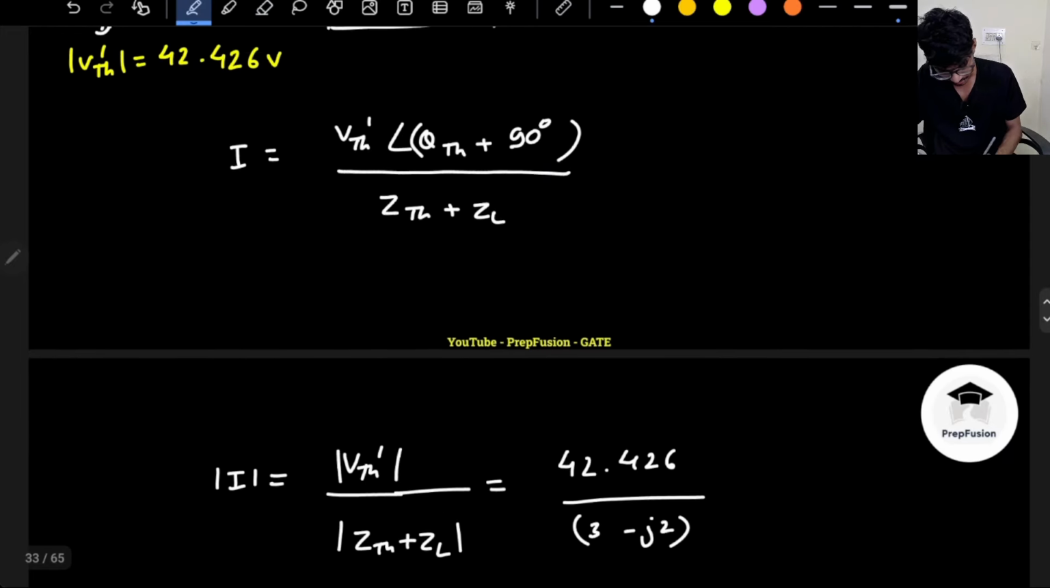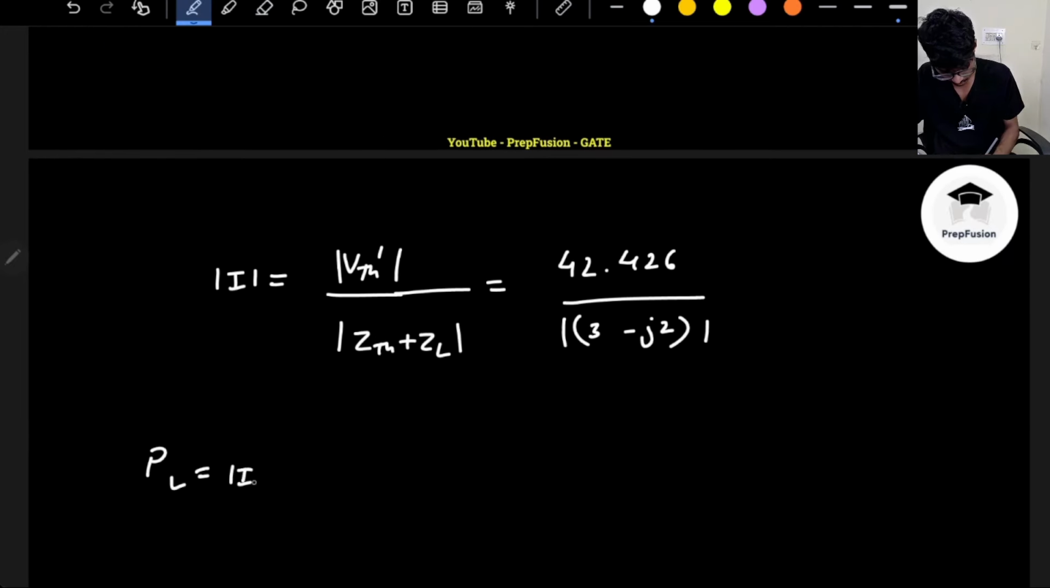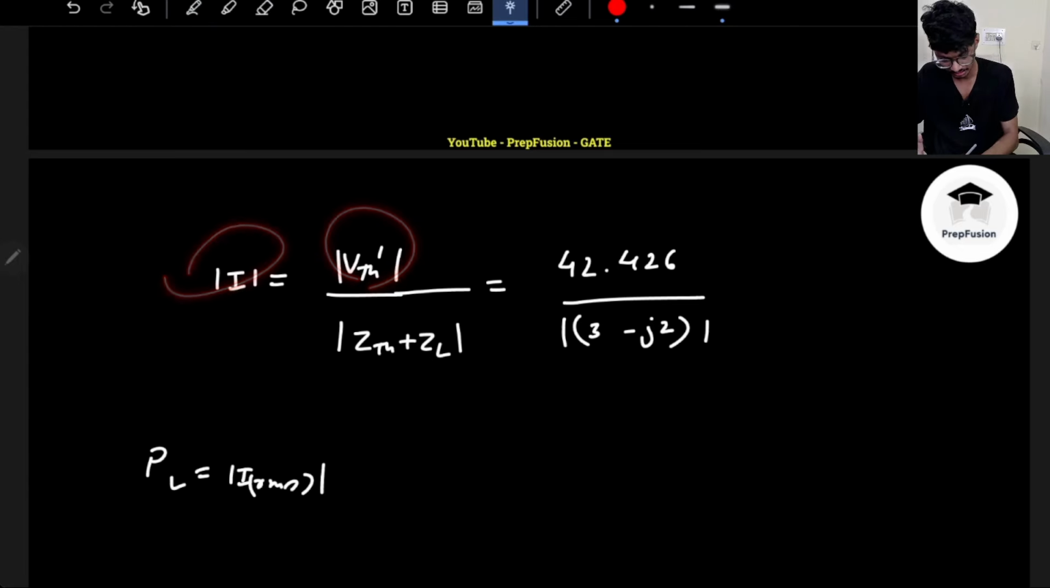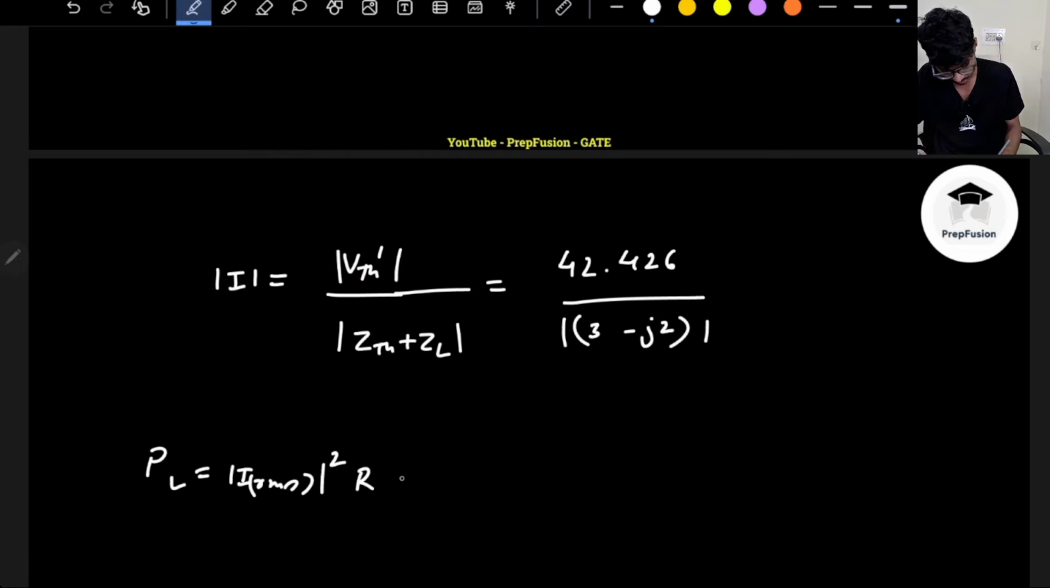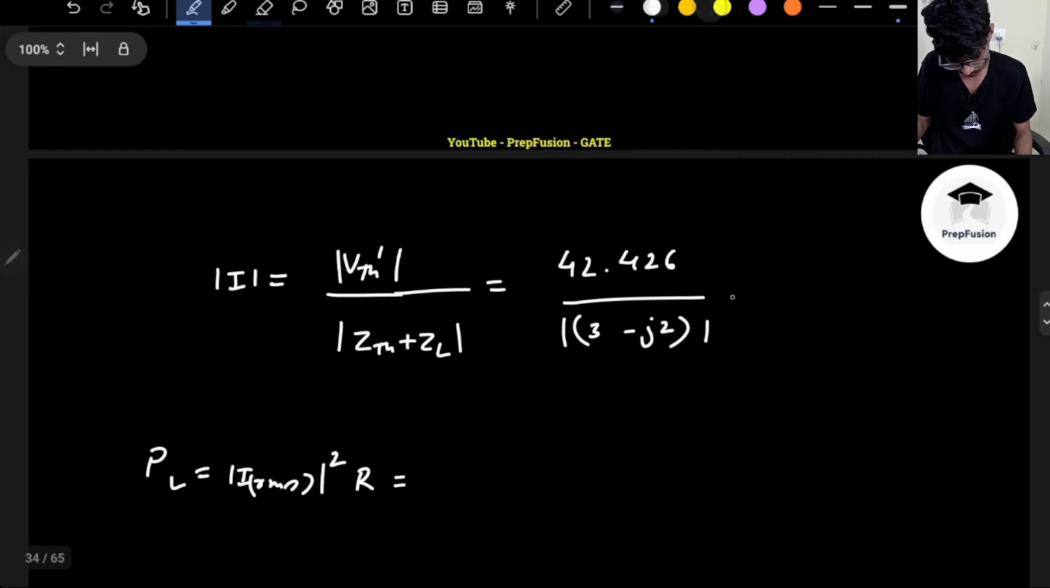Because, right, for power what do I need? For power I just need the magnitude of IRMS, and remember everything was in RMS previously, that was my assumption. So this also will be RMS, I square RMS into R, right? So for that I just need the magnitude of current, I don't care about the phase. So the magnitude will be 3 square plus 2 square, that is 9 plus 4, that is 13 under root. So 13 under root, then if I multiply 42.426, this will be 11.767 amperes.